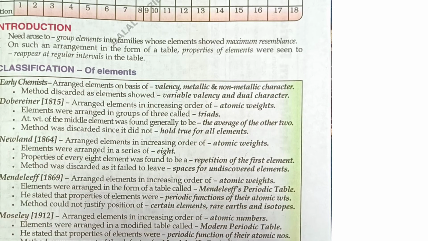Method was discarded since it did not hold true for all elements. So only 3 to 4 triads were made. Around 9 to 12 elements are there in triads, and other elements are not following the triad, and therefore this Dobereiner triad theory failed.